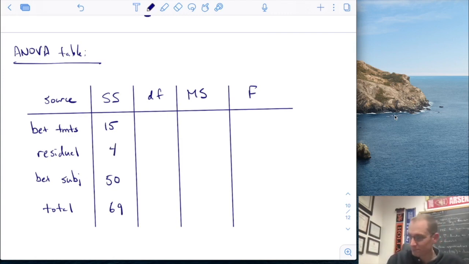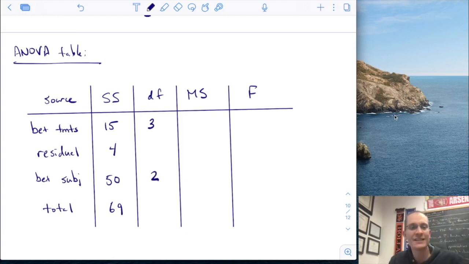So that's not much. Now let's do the degrees of freedom. Degrees of freedom is pretty easy to think about. I like to do it this way. Between treatments, I've got 4 treatment groups, so that's 3 degrees of freedom between the treatments. Let's skip residual for just a moment. Let's go to between subjects. There were 3 subjects, so that's 2 degrees of freedom there.